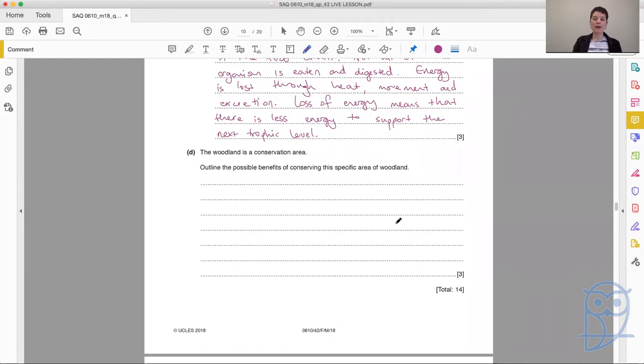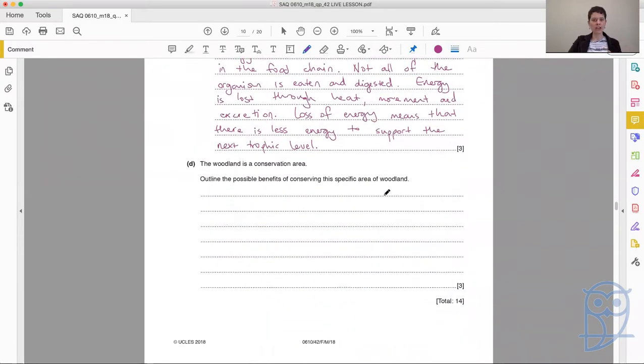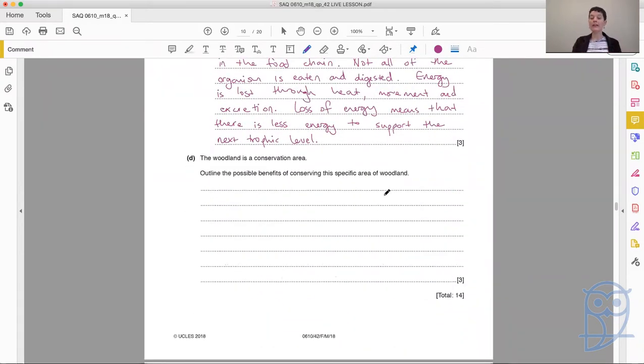So finishing up our ecology question, the last part of this one says that the woodland is a conservation area. Outline the possible benefits of conserving this specific area of woodland. Okay, so we don't know where this woodland is, we don't know what's inside it, but we can still think in general. This one has quite a lot of trophic levels, hey? We're going all the way up to a tertiary consumer. So we've got a very functioning ecosystem here. And what are the benefits of conserving something like that?